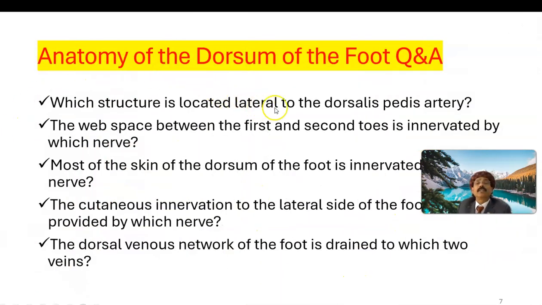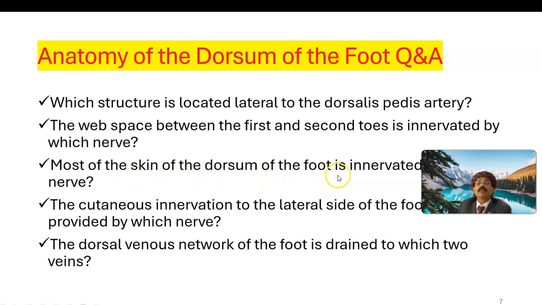Which structure is located lateral to the dorsalis pedis artery? That is the first slip of the extensor digitorum longus. The web space between the first and second toe is innervated by which nerve? Cutaneous innervation from this area is carried by the deep fibular nerve.